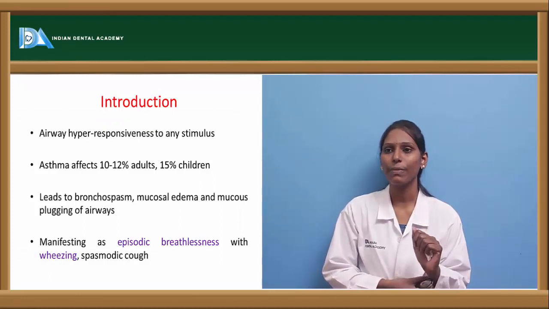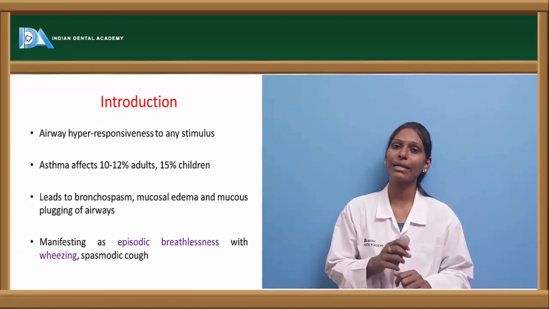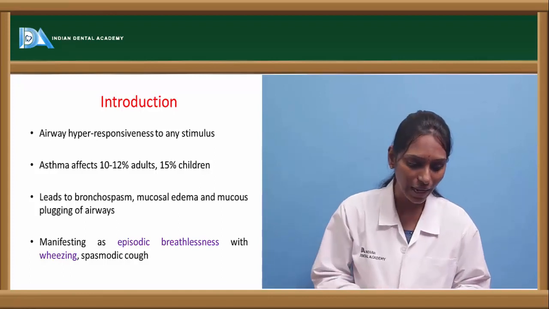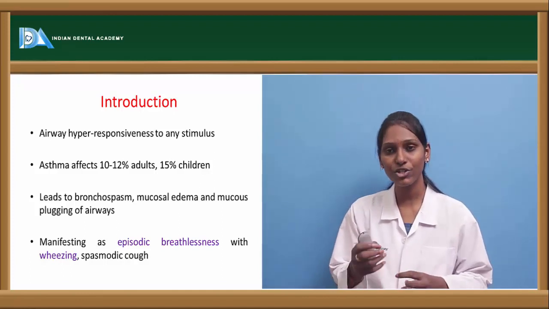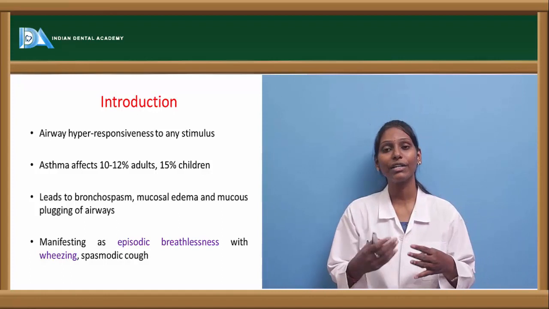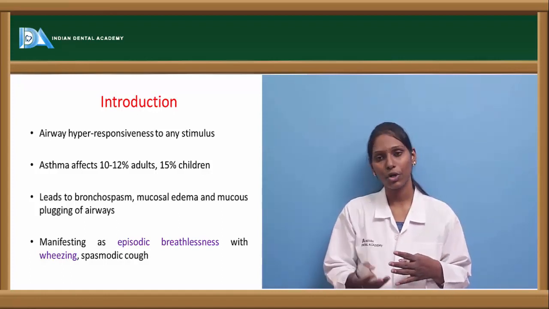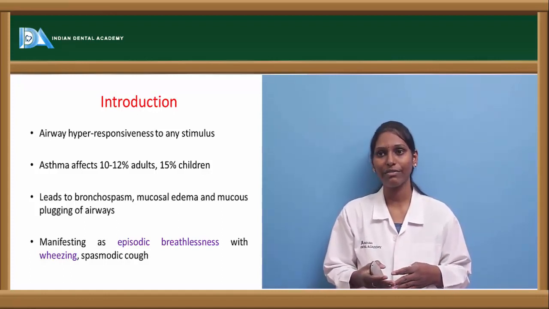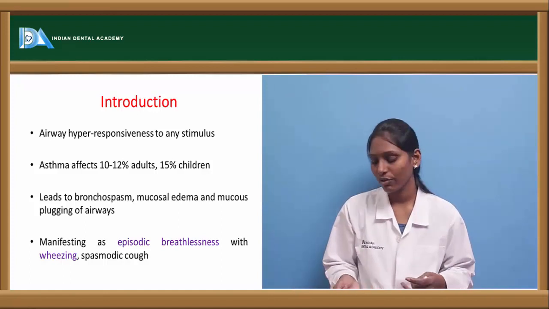It leads to bronchospasm, mucosal edema and mucous plugging of airways. Other hallmarks are that on any injury, repair and remodeling can be seen in these cases, and hyperresponsiveness of the airway is also another hallmark condition of asthma.